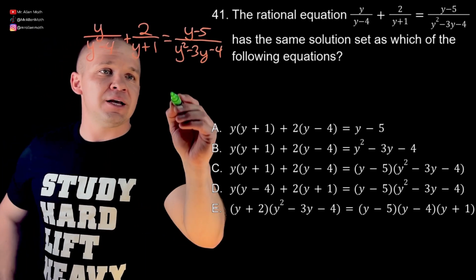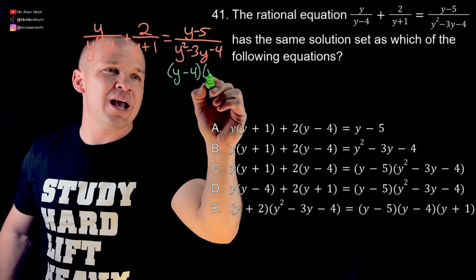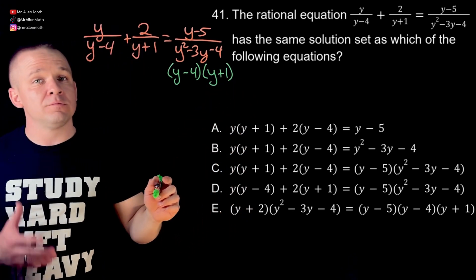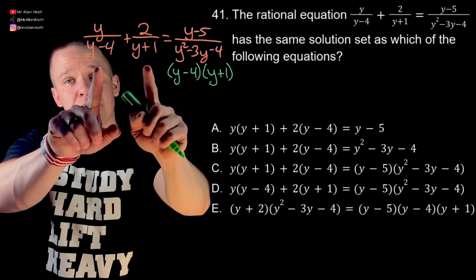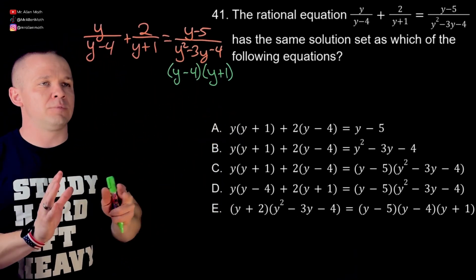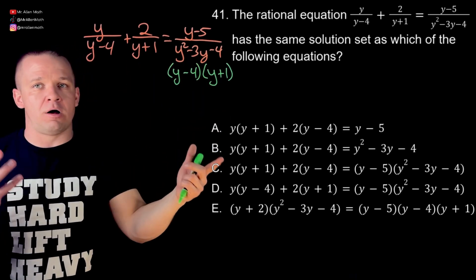But first step is I've got to factor anything that can be factored. So what multiplies to negative 4 and adds to negative 3? That's going to be negative 4 and positive 1. Spoiler alert, it's oftentimes these two denominators right here that are the two factors for the other guy. Not always, but oftentimes. So this is my least common denominator, right? It has all the elements of all the denominators.